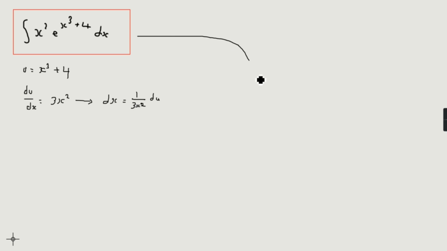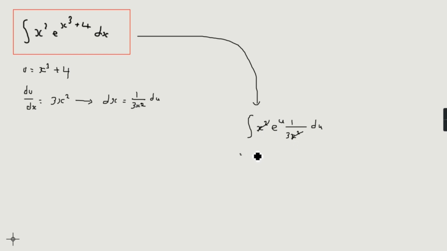Okay, so now let's deal with this thing. So now we've got the integral of, well, x squared is still there. We haven't really replaced that by u yet. We've got e to the power of u. That's what we've made the x cubed plus 4 now. And we need to replace this dx by this term here. So we've got 1 over 3x squared multiplied by du. Hopefully you can see here now that the x squareds cancel out.